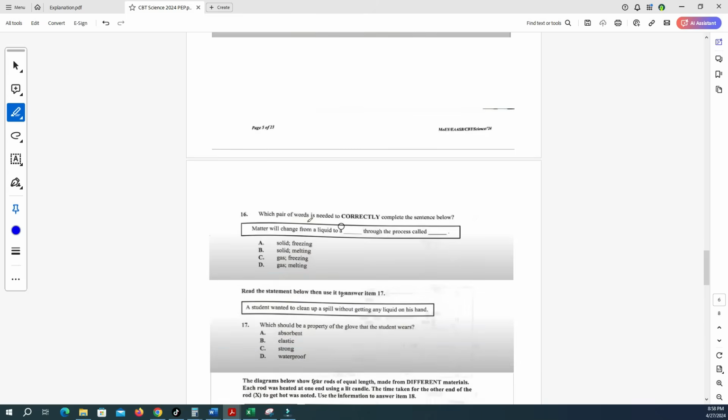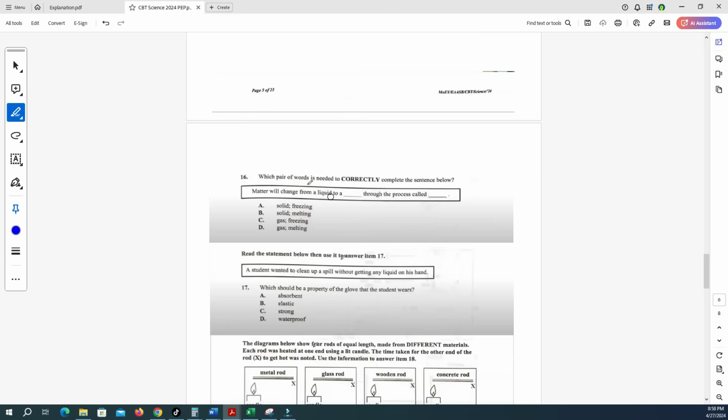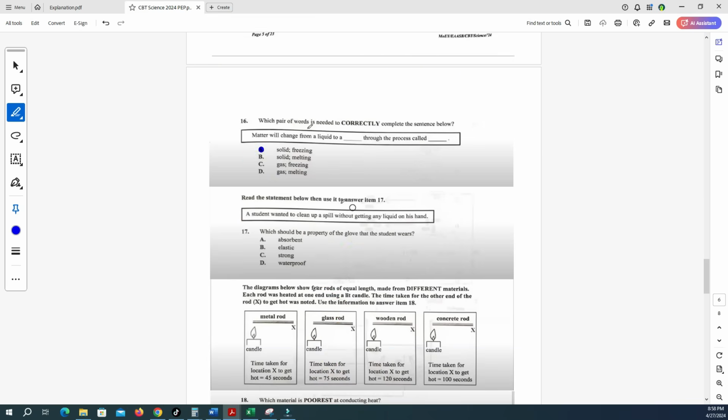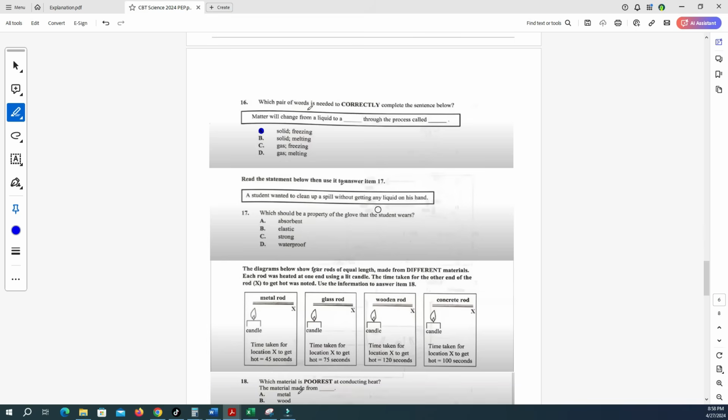Which pair of words is needed to correctly complete the sentence below? Matter will change from liquid to a dash through a process. From liquid to solid through a process called freezing. So that's A. Read the statement below, then use it to answer item 17.